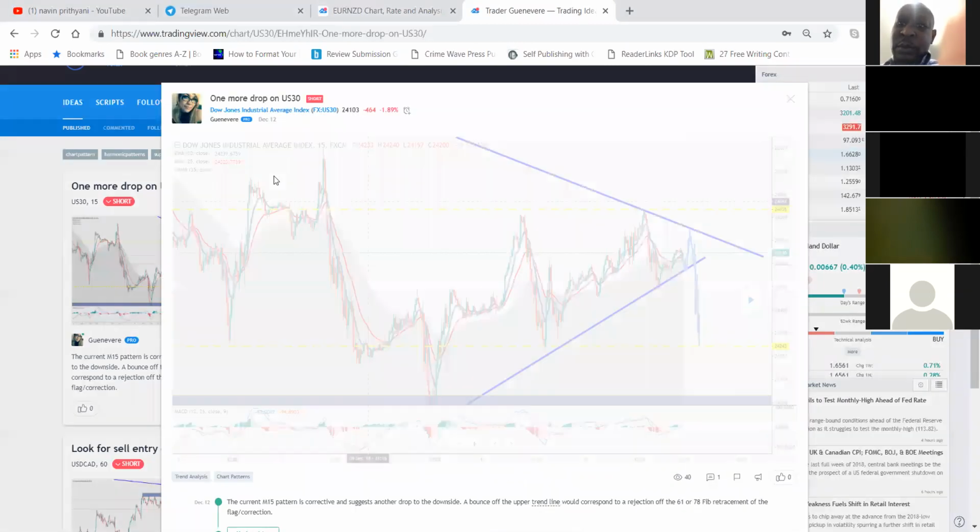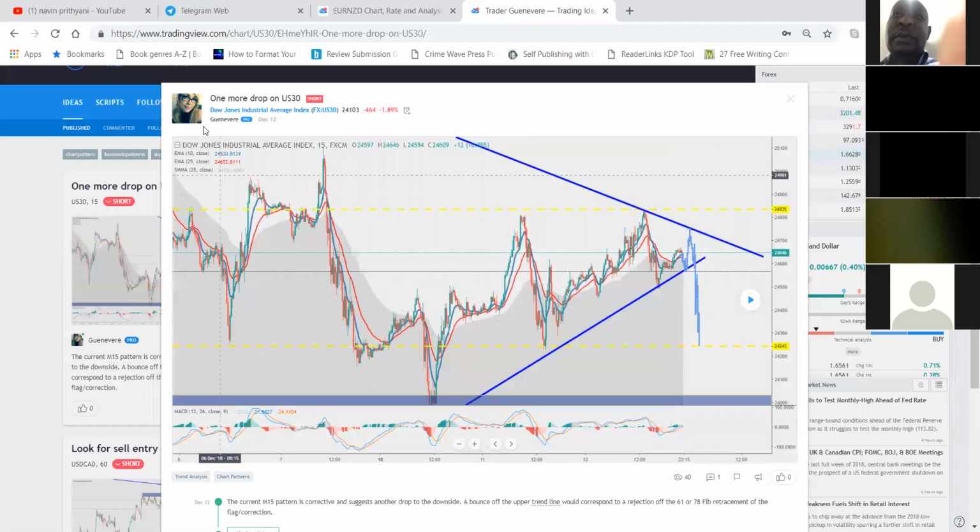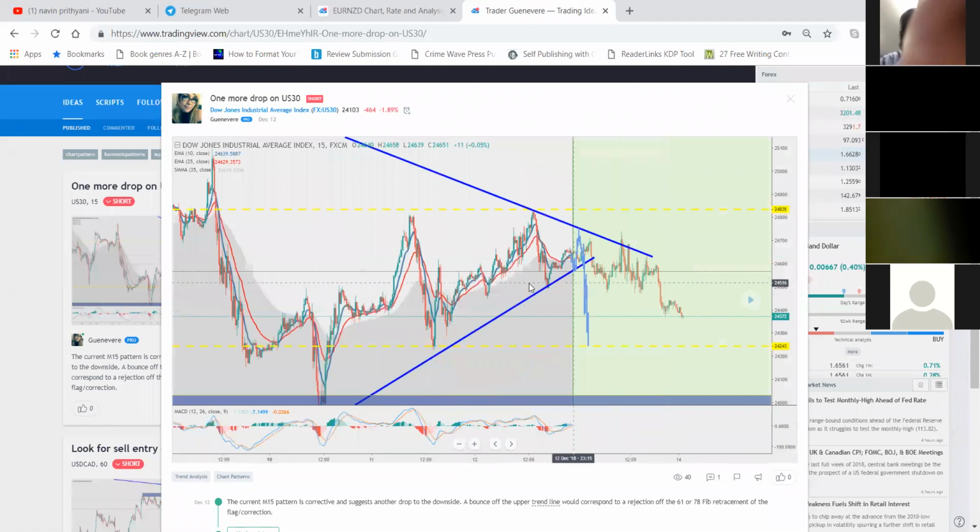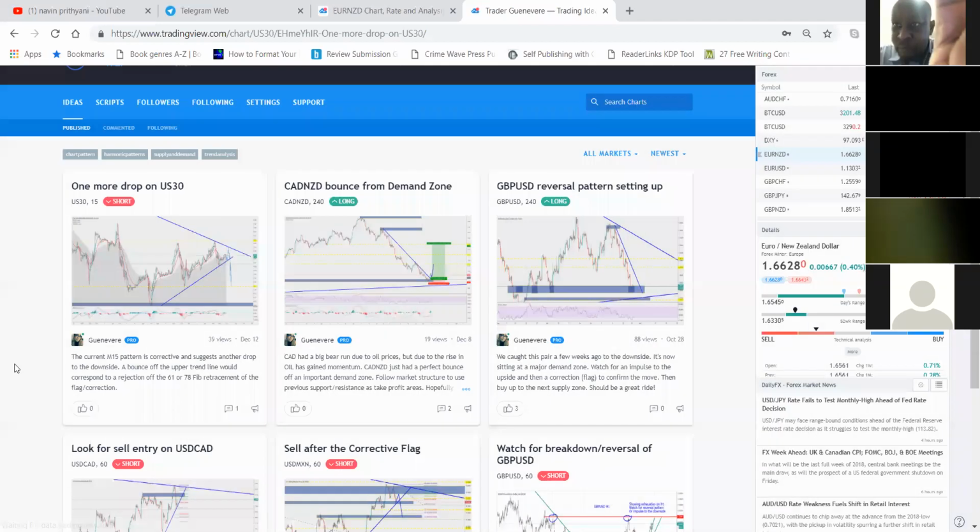Again, just for the sake of the recording, I sold US 30 this week. This was my markup, and this is how the trade played out, expecting one more drop. I sold CAD NZD and Euro NZD.